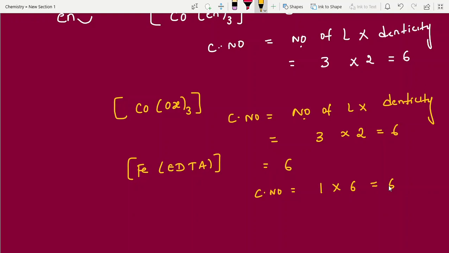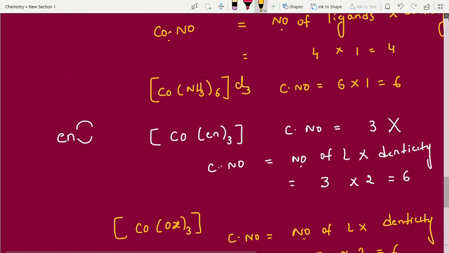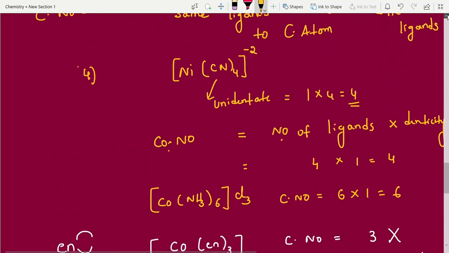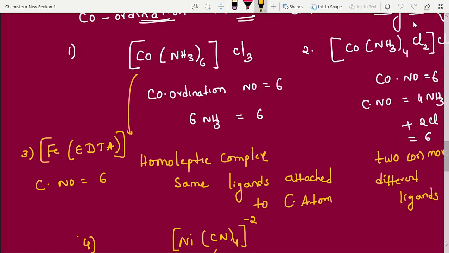Homoleptic complexes is nothing but the same type of ligand surrounded around the central atom. Only one type of ligand. And what is this one more? Heteroleptic complexes is nothing but two or more different ligands. I will write one more time. Is it clear? Whatever I have explained to you? I have written here, I will cover the points. Two or more different ligands attached, what we call heteroleptic complexes.